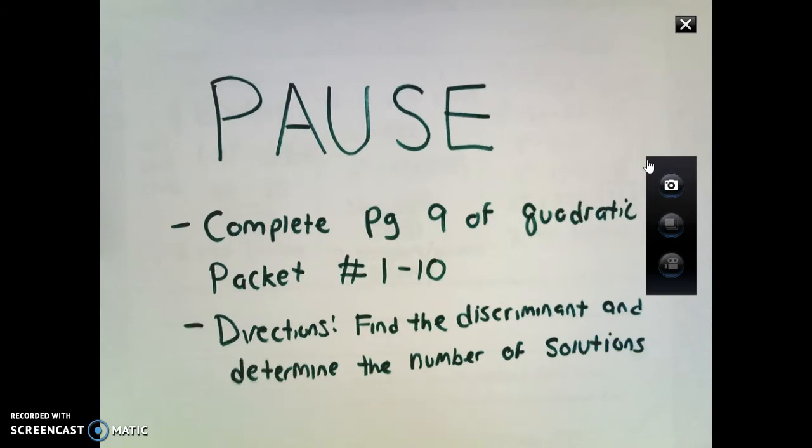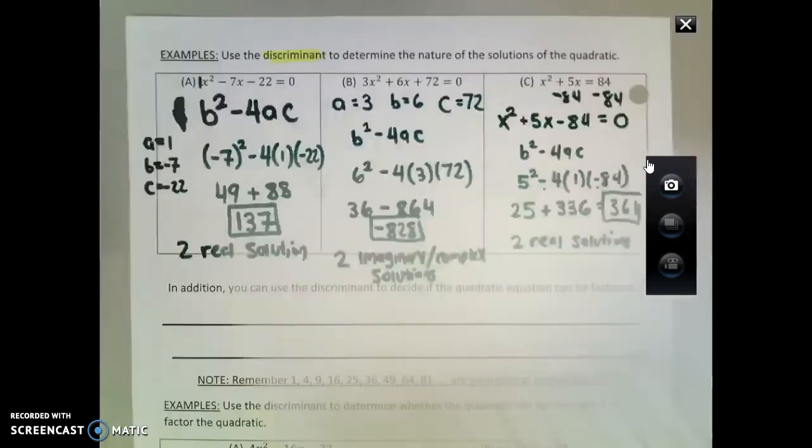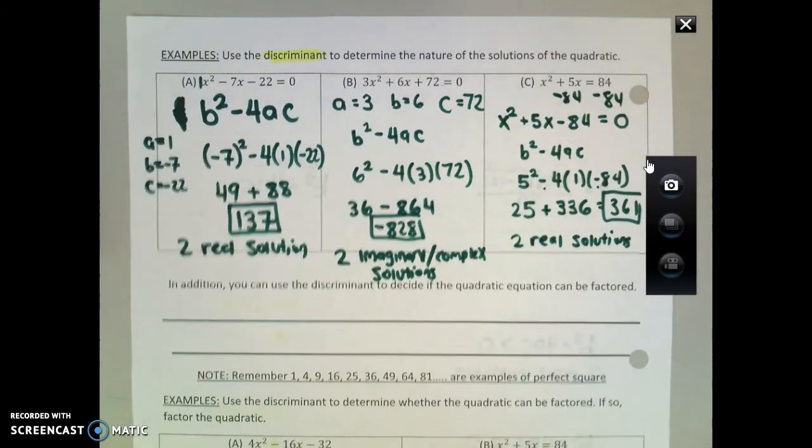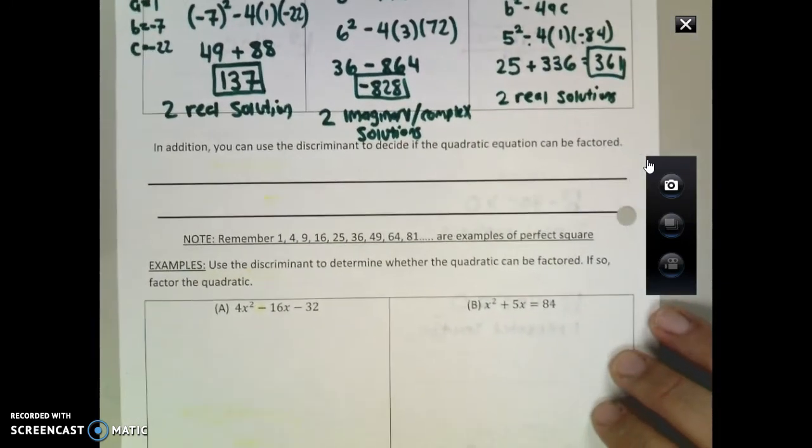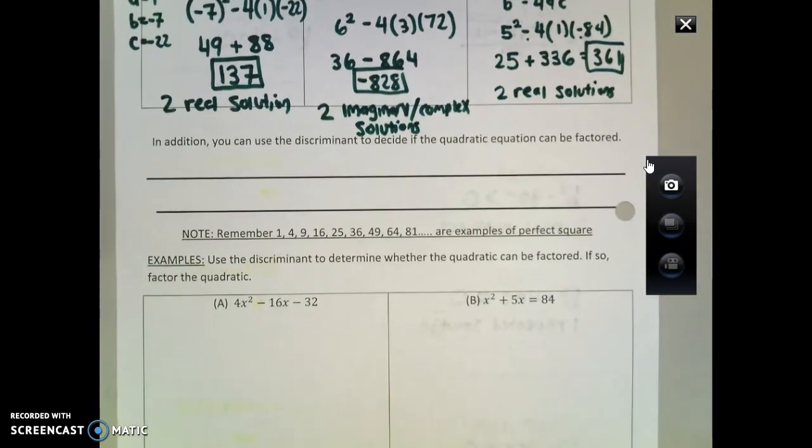And so at this point now, we should be ready to go with part 2. Let's take a look at part 2. In addition, you can use the discriminant to decide if the quadratic equation can be factored. First off, it must be positive.